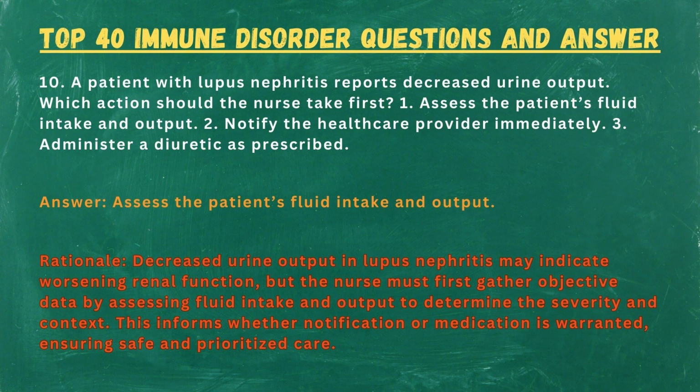Decreased urine output in lupus nephritis may indicate worsening renal function, but the nurse must first gather objective data by assessing fluid intake and output to determine the severity and context. This informs whether notification or medication is warranted, ensuring safe and prioritized care.